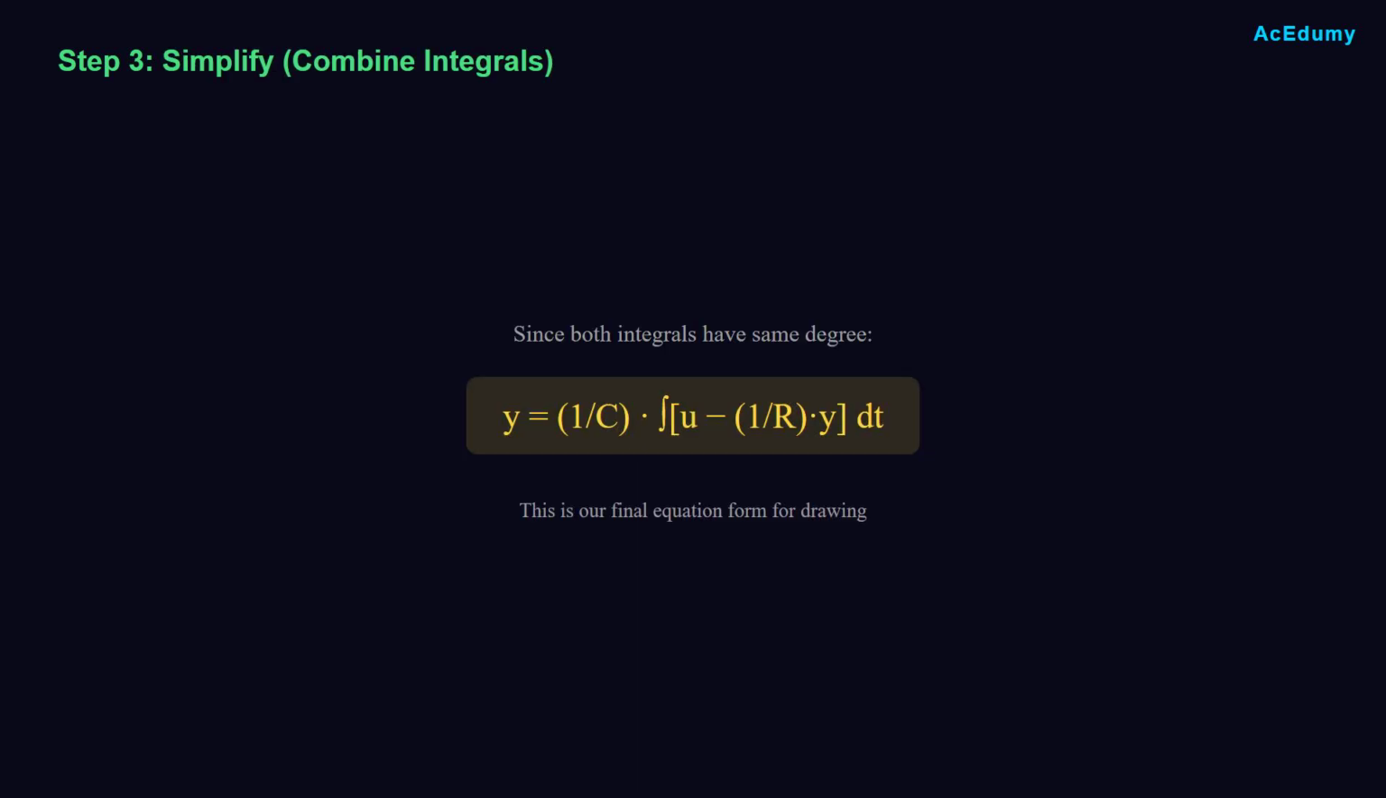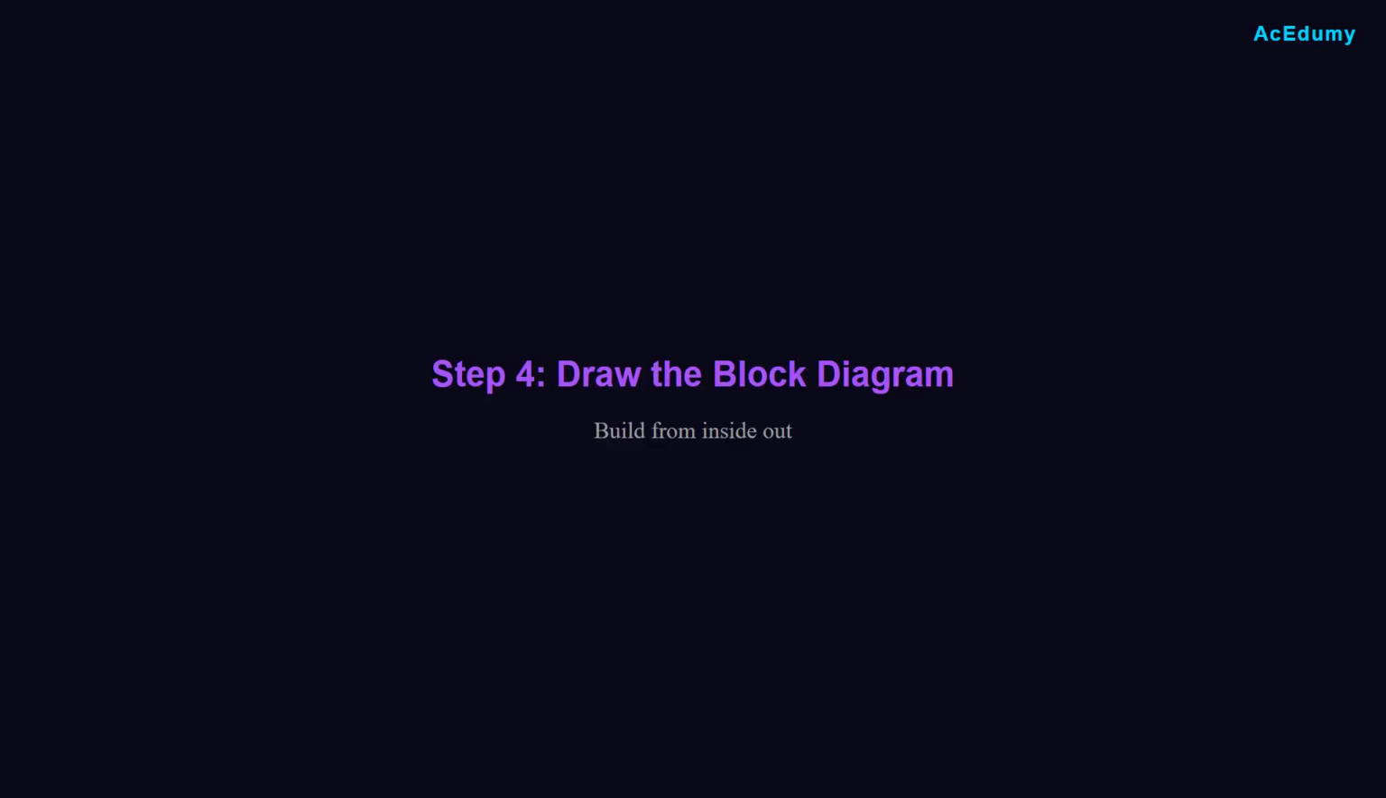We can simplify this further. Since both integrals have the same degree, we combine them. Y equals 1 over C times the integral of, open bracket, U minus 1 over R times y, close bracket, dt. This is our final equation form. Check. Step 3 complete. Step 4.